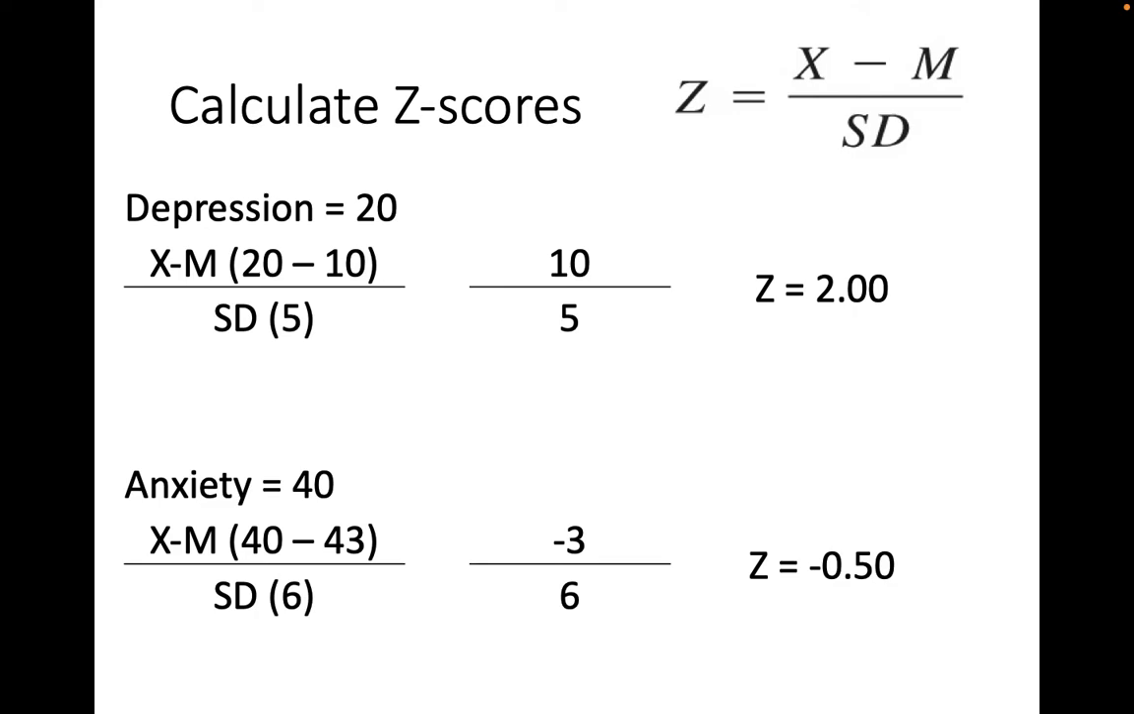So here's our calculation. What you see in the left-hand column is just plugging in the numbers to the formula. So for depression, the depression score was 20. 20 minus the mean of 10 gives a deviation of positive 10. Dividing by the standard deviation of 5 then gives a z-score of exactly 2 for depression. Below, we see that the anxiety z-score was negative 0.5. That negative sign should make sense because 40 is below the mean of 43. Anytime a score is below the mean, the z-score will have a negative sign.